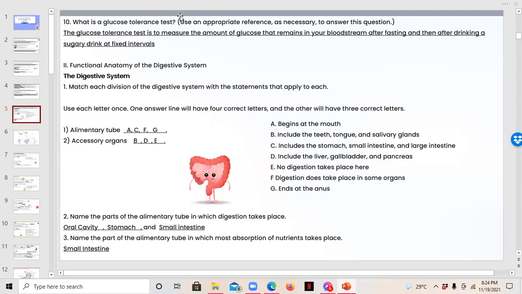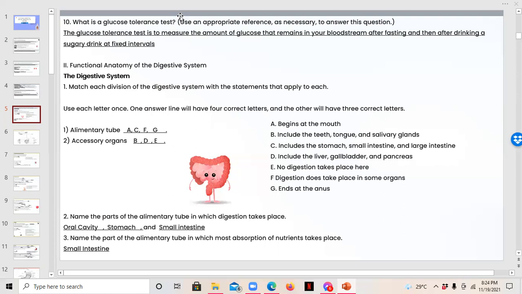Test 2. Functional anatomy of the digestive system. The digestive system. Number 1. Match each division of the digestive system with the statements that apply to each. Number 1. Alimentary tube. The answers are letter A, begins at the mouth. Letter C, includes the stomach, small intestine, and large intestine. Letter F, digestion does take place in some organs. And letter G, ends at the anus.